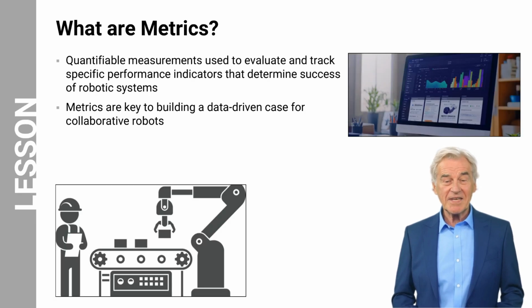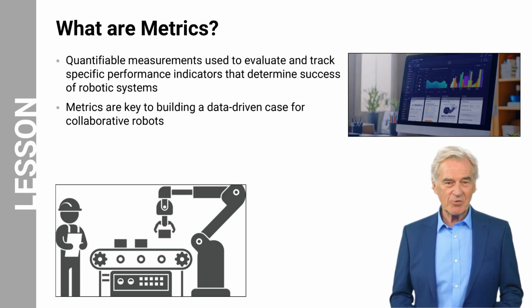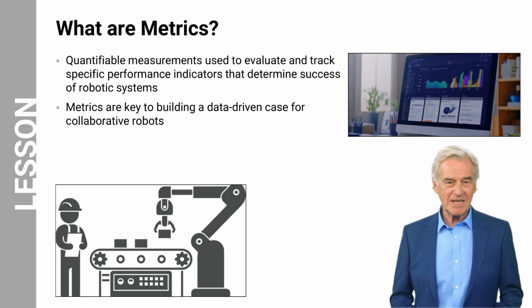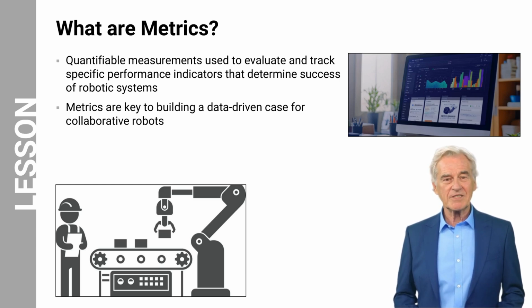Let us start by defining metrics. Metrics are quantifiable measurements used to evaluate and track specific performance indicators that determine the success and efficiency of robotic systems. These metrics are particularly essential when building a data-driven case for implementing collaborative robots, as they provide concrete evidence and measurable outcomes rather than relying on subjective assessments. By tracking these metrics, organizations can make informed decisions about robotic integration, optimize their operations, and demonstrate clear value from their automation investments.